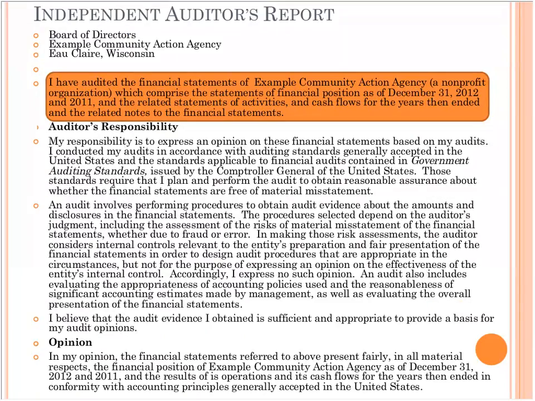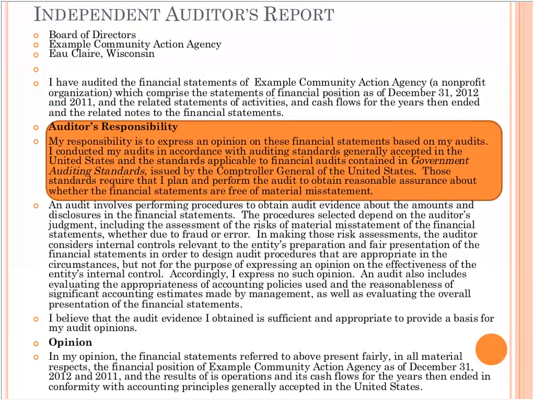The first paragraph of this statement gives you the scope of the audit. It lays out what statements and what time frame the financial statements that are being reported on were reviewed from. The first bullet heading is auditor's responsibility. This next section, these 3 paragraphs, really delineate who's responsible for what role. So in the first paragraph, the role of the auditor is laid out.